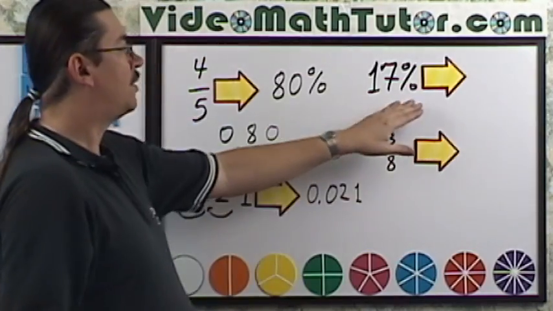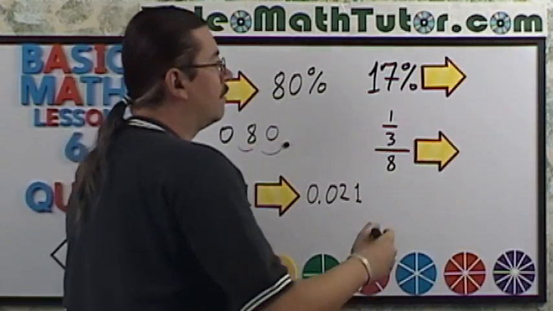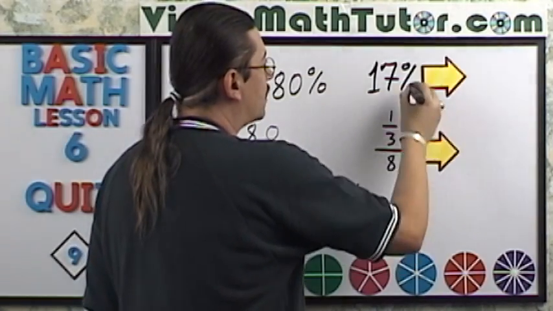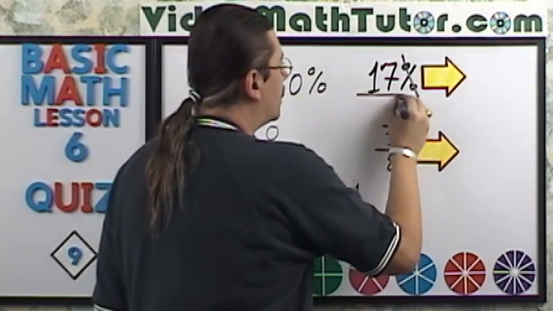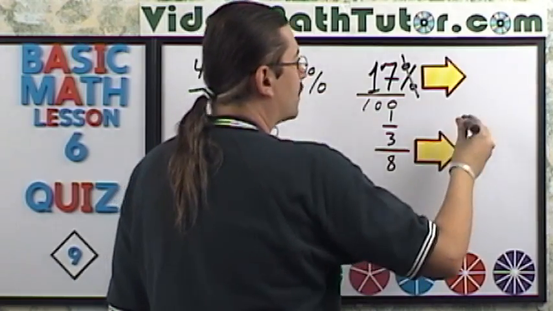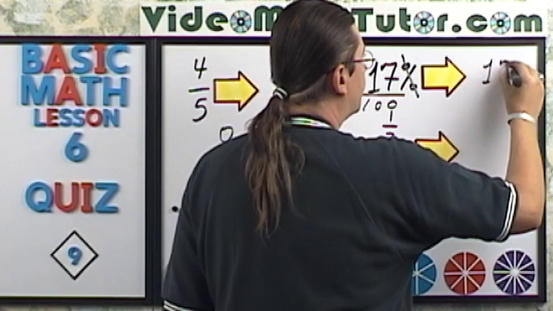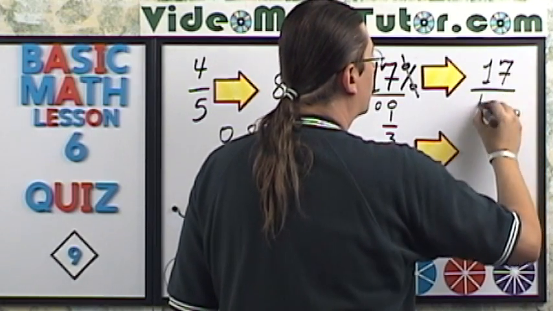17%, I want to convert this to a common fraction. Well, anytime you have a percentage and you want to make it a fraction, first lose the percent sign and just divide by 100. So the answer is just 17 over 100.